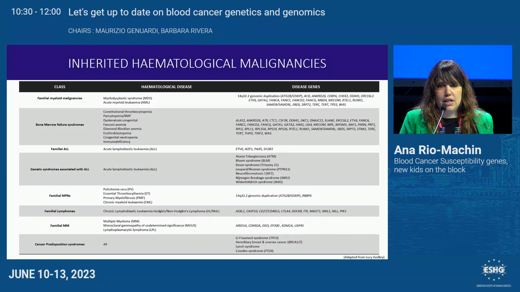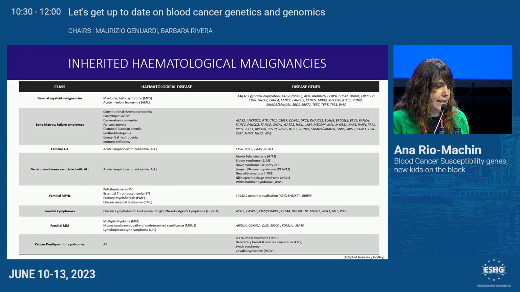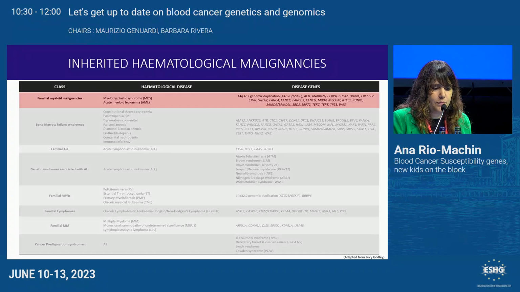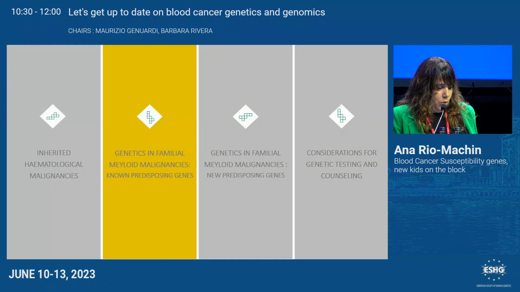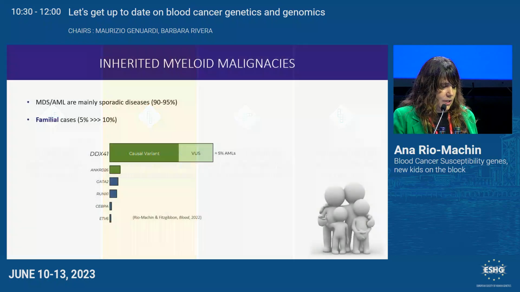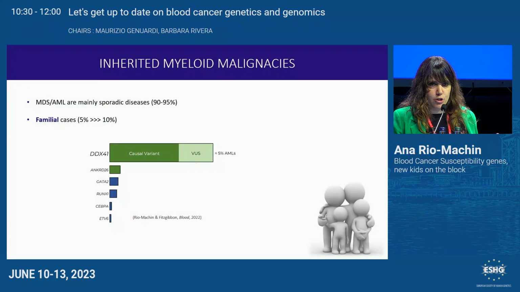But so far, the best studied entity is familial myeloid malignancies, so familial myelodysplastic syndrome and acute myeloid leukemia. That is indeed included as a separate entity in the WHO classification of myeloid neoplasms, so that would be the focus of my talk today. I will start by talking about the predisposing genes. As I said, MDS and AML, myelodysplastic syndrome and acute myeloid leukemia, are mainly sporadic diseases, but the familial cases may represent between 5 to 10% of these cases.